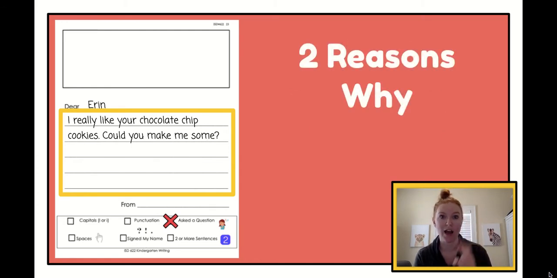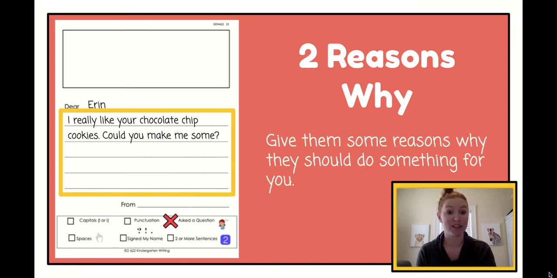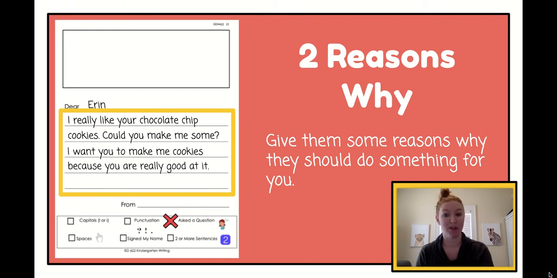When I'm persuading someone, if I just said, could you make me chocolate chip cookies? And that's it. She might want to know why. Why do you want me to make you chocolate chip cookies? I have to persuade her, give her 2 reasons why. So here are my reasons. I want to give them reasons why they should do things for me. I'm going to say, I want you to make me cookies because you're really good at it. She's a really good baker. So I'm going to ask her to make cookies because the first reason is because she's really good at it.